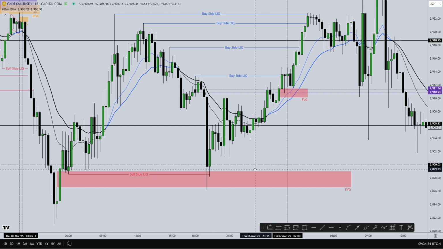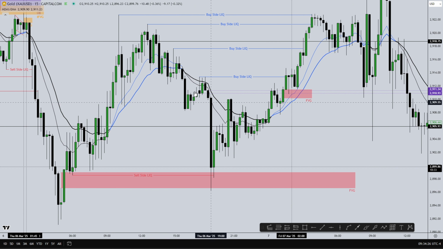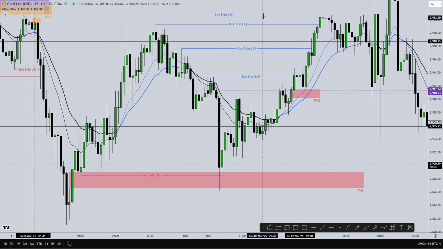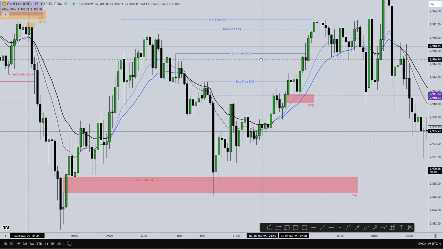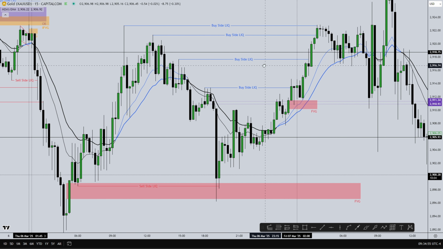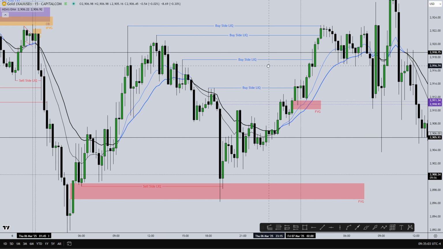So let's start by looking at the 15-minute time frame, as you can see here. I was anticipating higher prices on gold to target the buy side, and the price played out exactly as expected. But let's go deeper. Why did I expect the price to move higher in the first place? Because understanding this will help you develop the right trading mindset and improve your ability to predict market movements.